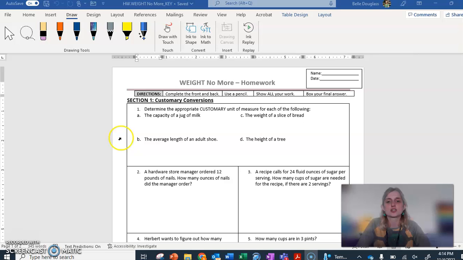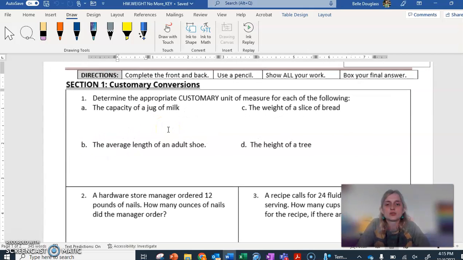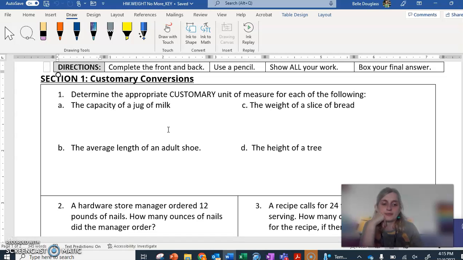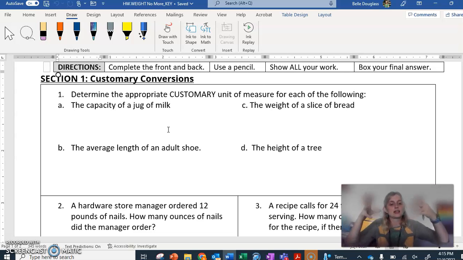Okay, so this first section just wants you to tell me what units you would measure something like a jug of milk in. I'm not looking for an actual number because it could be different, but I'm looking for, like, would you say, oh, that jug of milk, that carton of milk is a centimeter? Like, that doesn't seem reasonable. We're not talking about how long it is. We're talking about how much is in it.